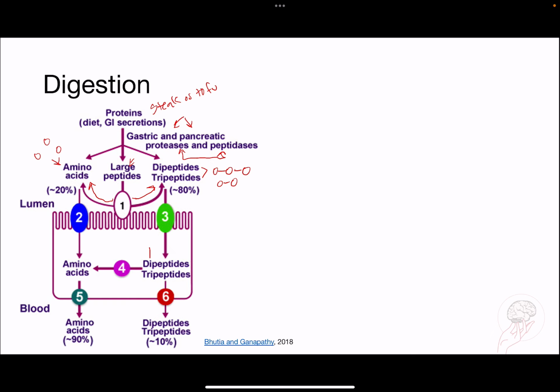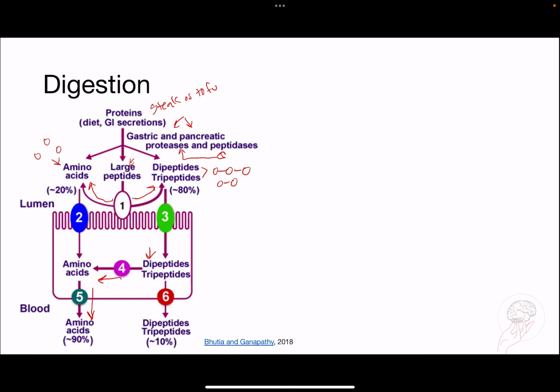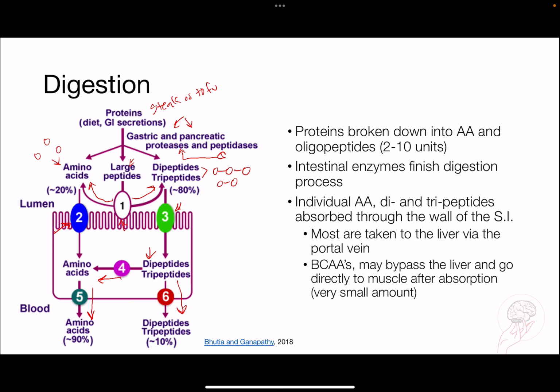Once in the cell, we can break down the di and tripeptides even further into amino acids, and that's mostly what we have going into circulation. We have very few di and tripeptides going into circulation. So proteins are broken down into amino acids and oligopeptides, meaning 2 to 10 units. The intestinal enzymes finish the digestion process. So these are enzymes that are embedded in the cell membrane that finish digestion. Individual amino acids, di and tripeptides, are absorbed through the wall of the small intestine.